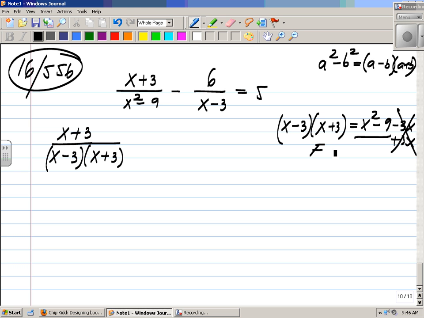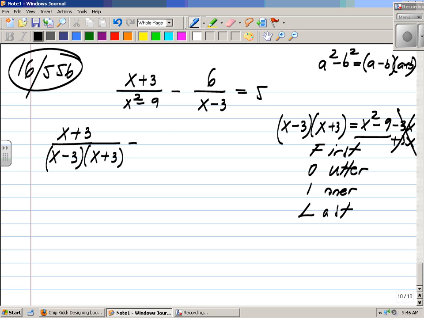Okay, so FOIL: first terms, outer, inner, and L stands for last. Oh, it's not always you. Well, English is still my second language here. Alright, so let's move on.